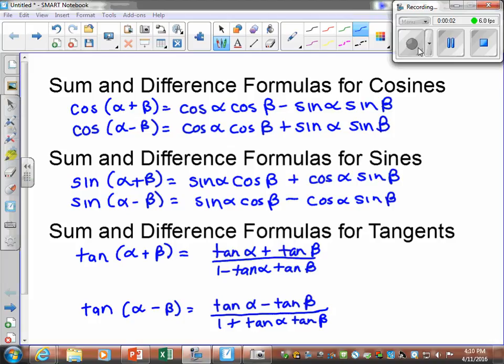Okay, in this next lesson we're going to be talking about some difference formulas, and we have them listed for cosines, for sines, and for tangents. So the first thing you want to do is pause this video and copy down these formulas, and then after that we're going to work some problems using these formulas.